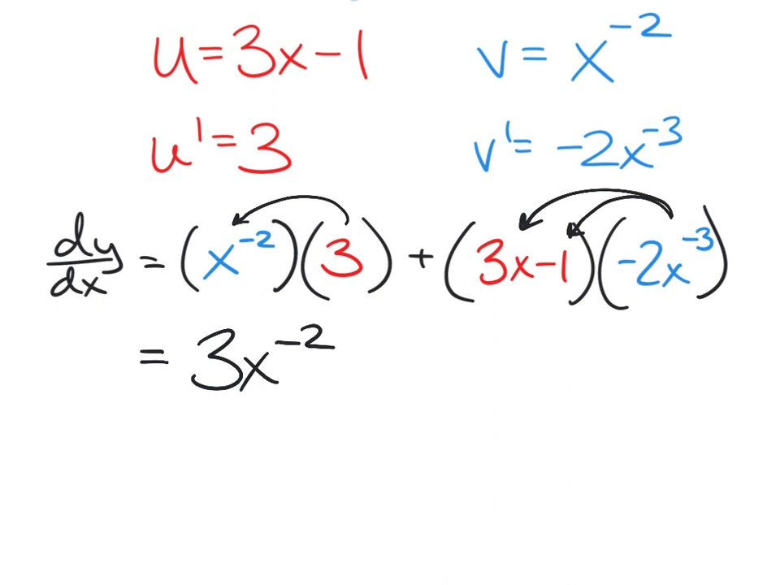Big numbers times big numbers are always the same. 3 times negative 2 is negative 6. How do you multiply bases with exponents? We add them, so we have positive 1 plus negative 3, which is negative 2. And then repeat that process. Negative 1 times negative 2x cubed is positive 2, not cubed, x to the negative 3.